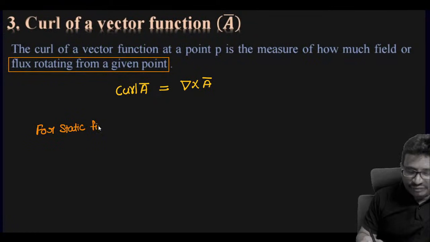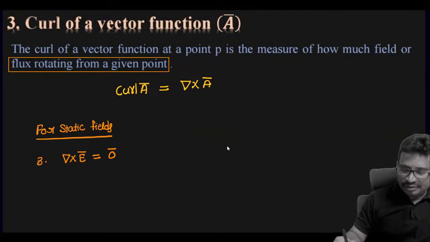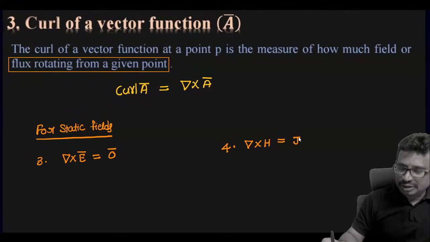For static fields, what do we have? Tell me, del cross E is equal to how much? 0. And the other equation is what? Del cross H, which is equal to J.